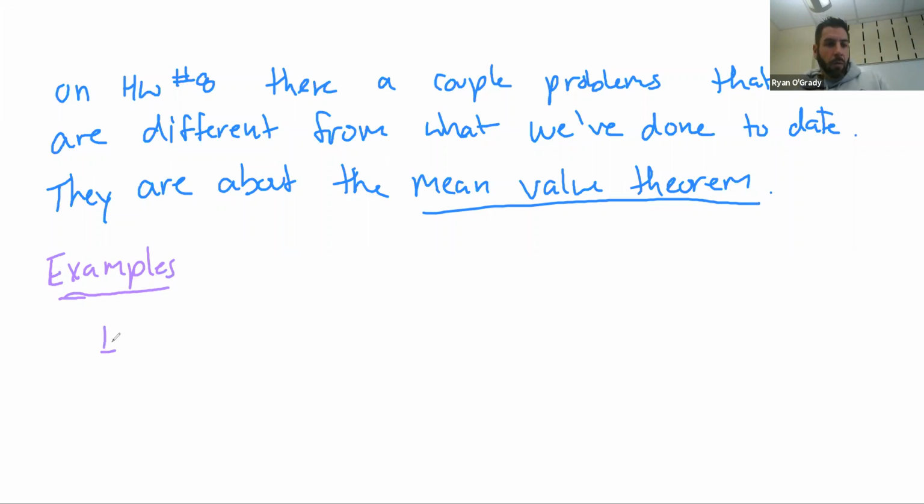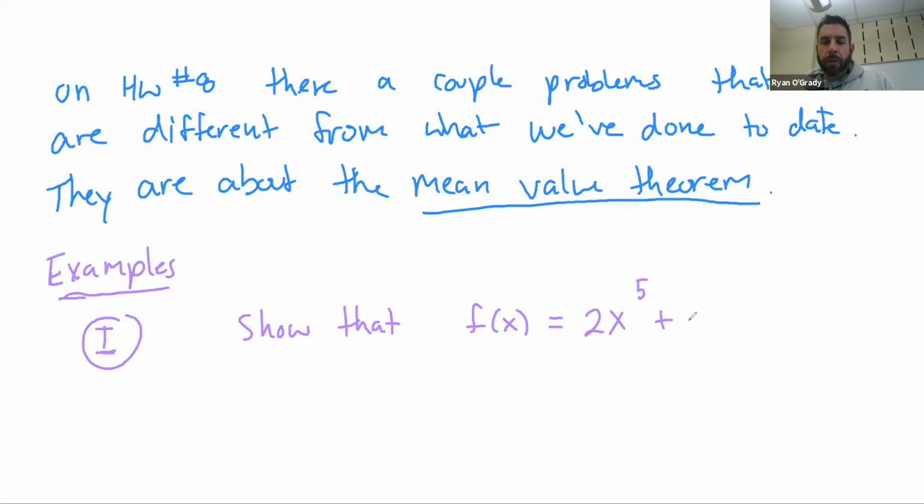So let's look at one. The first one we want to do is we want to say the following. Show that f of x equals 2x to the 5th plus 4x cubed minus 1 has only one x-intercept.